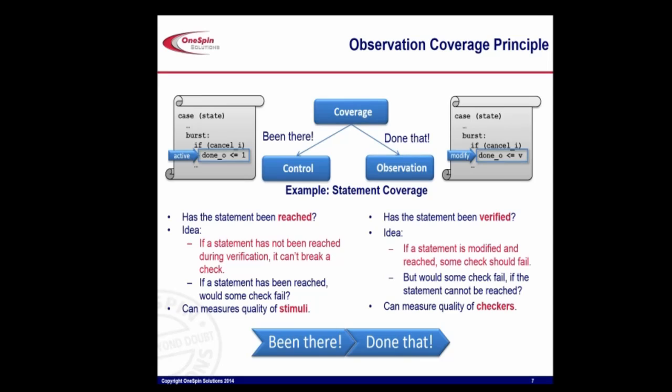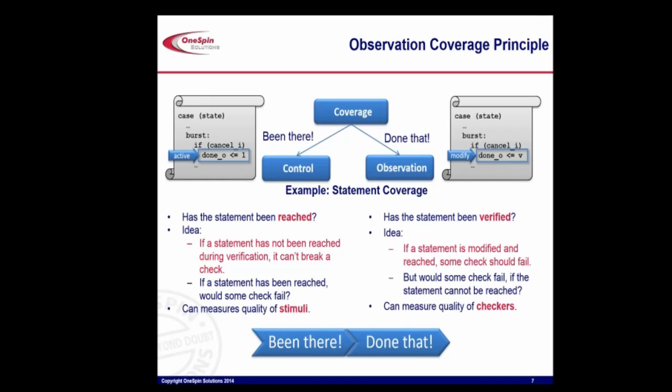Now, that's good. I mean, it's something. The question is, if a statement has not been reached during a verification, of course, it can't break any checks. So you really want to make sure you exercise as much as possible. Now, if a statement has been reached, though, would some check fail actually? And obviously, that's not really the case necessarily.